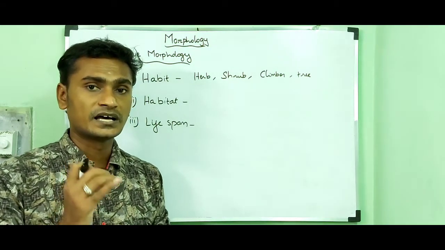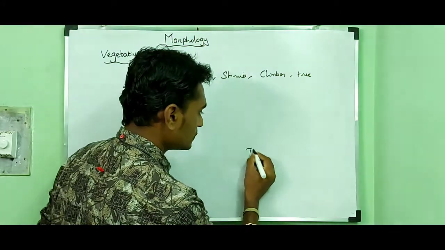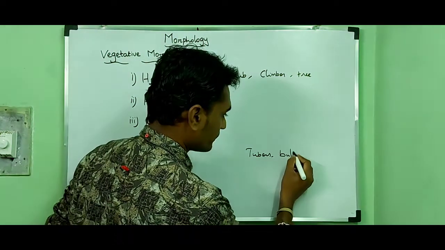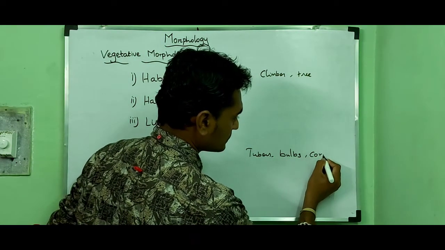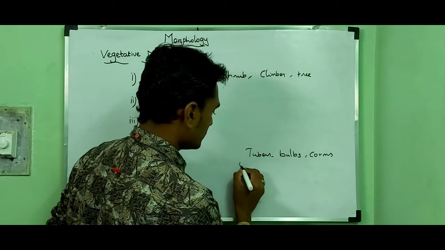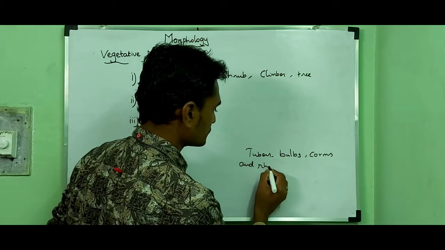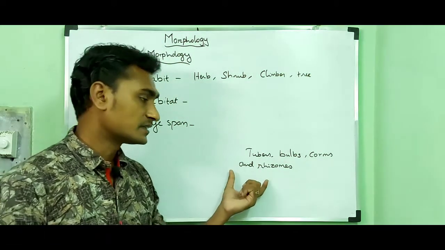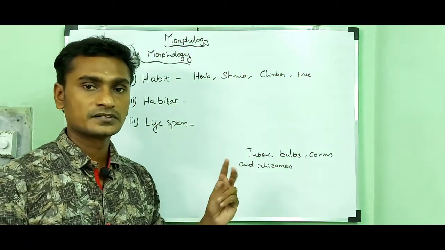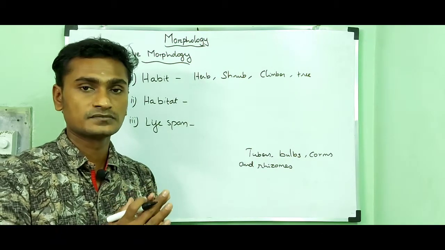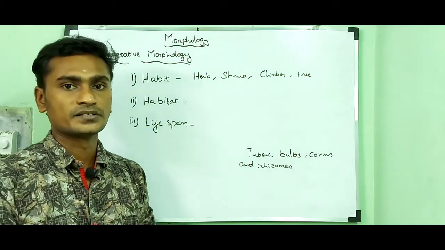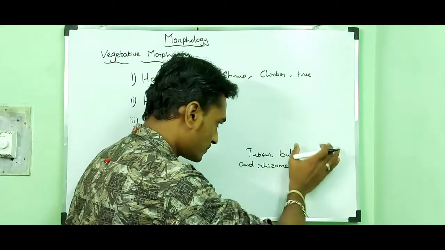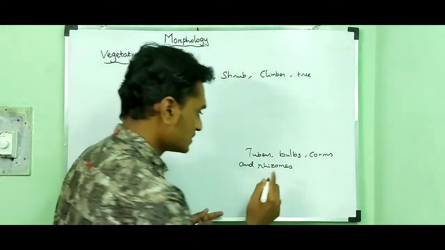Perennial herbs having tubers, bulbs, corms and rhizomes. So these are all underground stems. These are all the modification of stem, which are present below the soil. So they can store food materials. That is why these type of perennial herbs are called as geophytes.